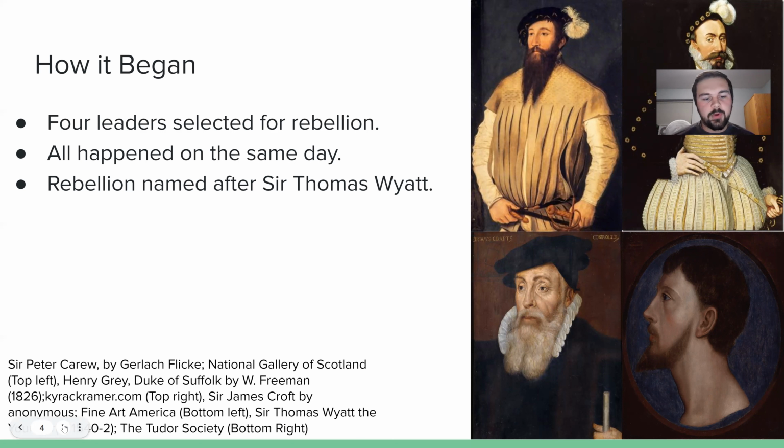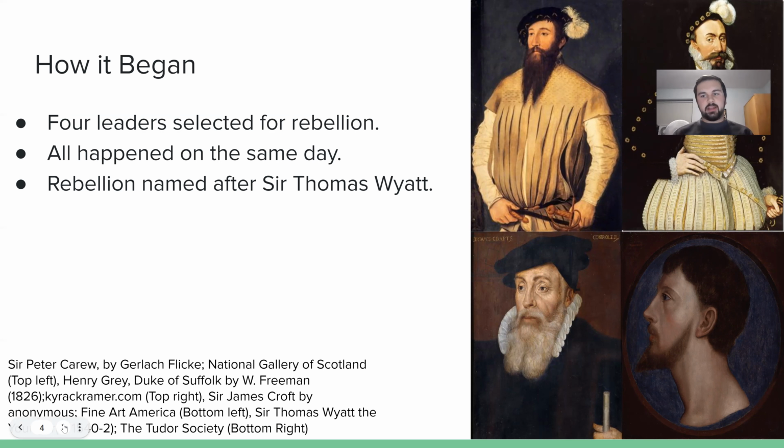Next, we have Sir Thomas Croft, a nobleman at the time, and then we have Sir Thomas Wyatt the Younger, as can be seen in the bottom right. He was a son of an adventurer who would go on to have his name be the face of the rebellion. I'll get to why that is insane.